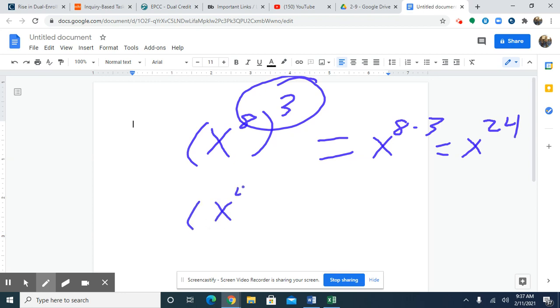Same thing with another example right here. 4 times 5 would just be x to the power of 20.